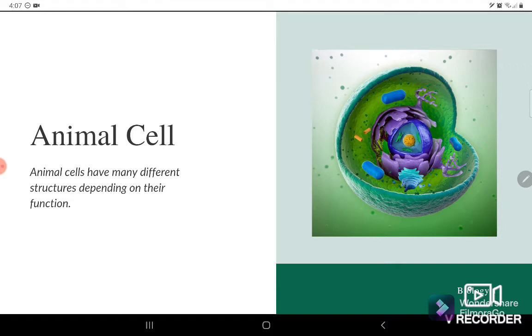So in here we have an animal cell, which is under eukaryotic cells. Animal cells have many different structures depending on their function. And we have discussed the different animal and plant cell organelles. They have their own function, and each function contributes to one another, and they are all interconnected in order for the cell to live and perform a lot of life processes.